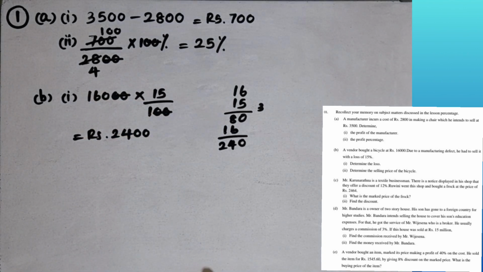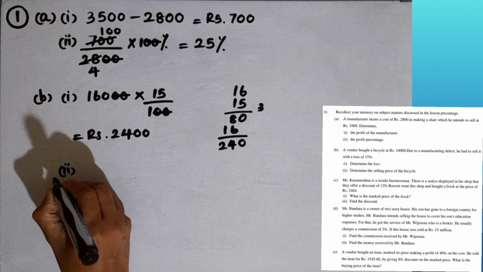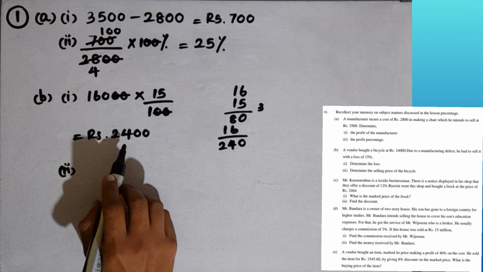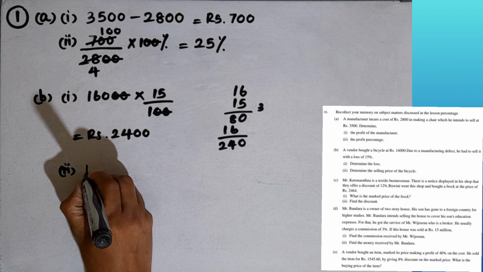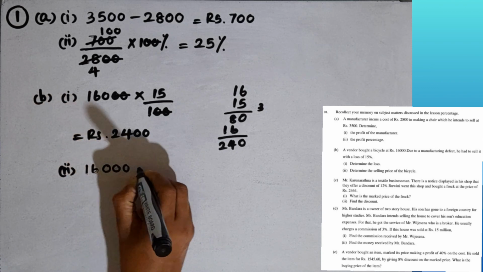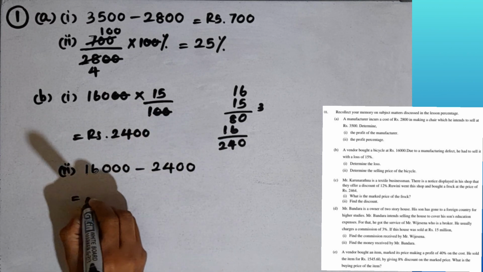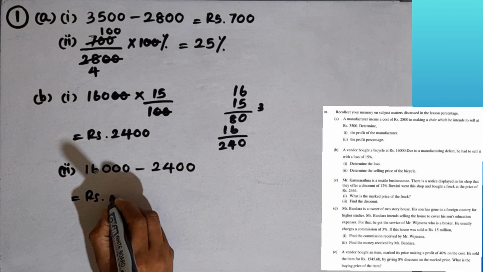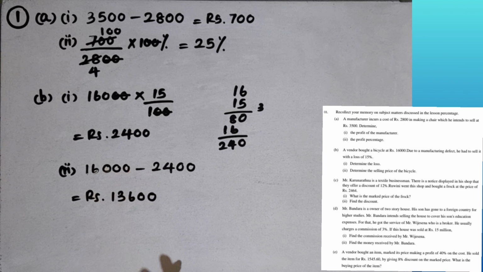That is the loss. Second part, determine the selling price of the bicycle. We have to subtract this value from 16,000. 16,000 minus 2,400. What is the value now? 13,600. That is the selling price of the bicycle.